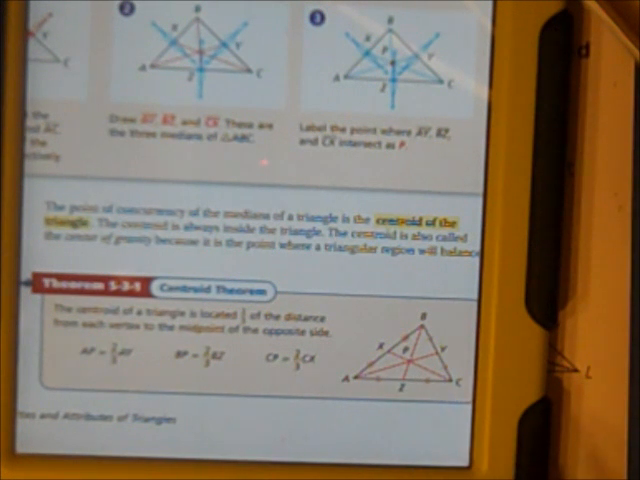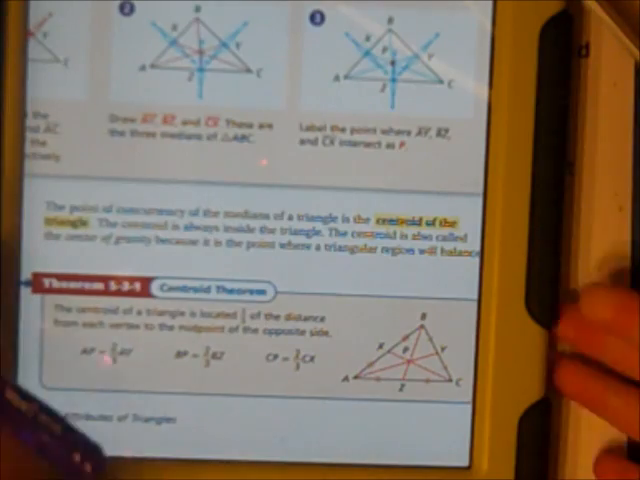And you can tell all of the medians are not going to be the same length. This one, AY, looks a lot longer than BZ does. But that's okay. All that matters is that it's cut proportionally. 2/3, 1/3, and then you'll be able to find the middle right there.